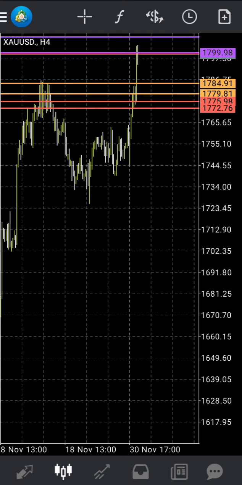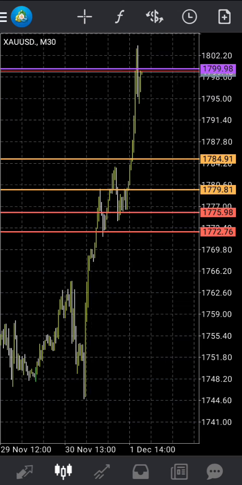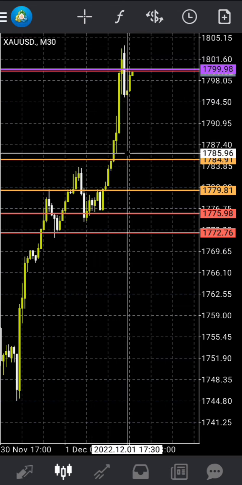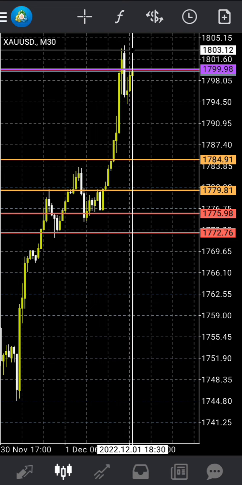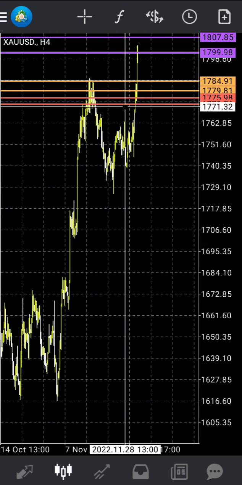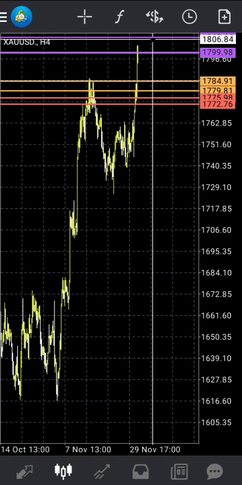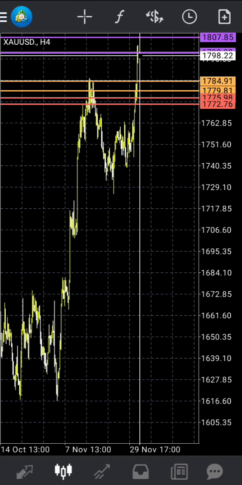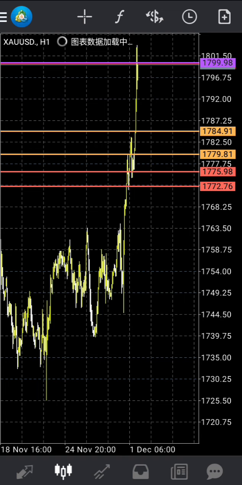Okay, a good reference will be H4. No. A good reference will be minimum 30 minutes or 15 minutes. When you see a shadow break the zone, meaning we have to cut. When a candle body breaks the zone, meaning we have to cut. But I always use H1 and M30 as my reference.